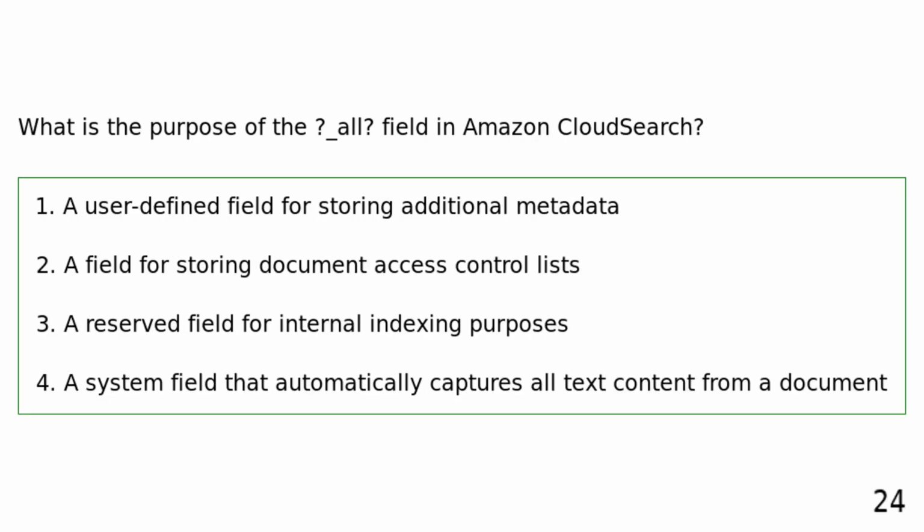What is the purpose of the _all field in Amazon CloudSearch? A user-defined field for storing additional metadata. A field for storing document access control lists. A reserved field for internal indexing purposes. A system field that automatically captures all text content from a document.